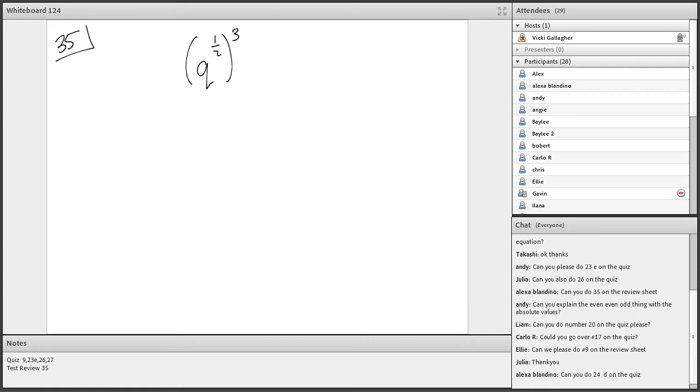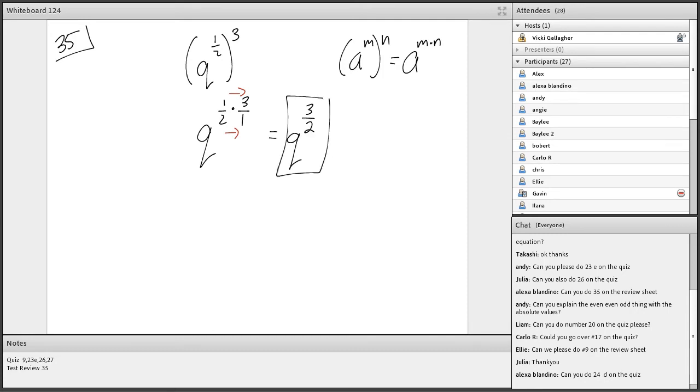Okay, so on this one, we need to know our rules of exponents, and so one of our rules for exponents says if you have a power to a power, you're going to end up multiplying those together. So in this problem, I'm going to multiply 1/2 times 3. I'm going to write it as 3 over 1 so that they're both fractions. And when you're multiplying fractions together, you're just going to multiply straight across. So I'm going to multiply the 1 times the 3, which is 3, and the 2 times the 1, which is 2. And actually, that's all you needed to do for that problem. So the answer to number 35 is q to the power of 3 over 2.